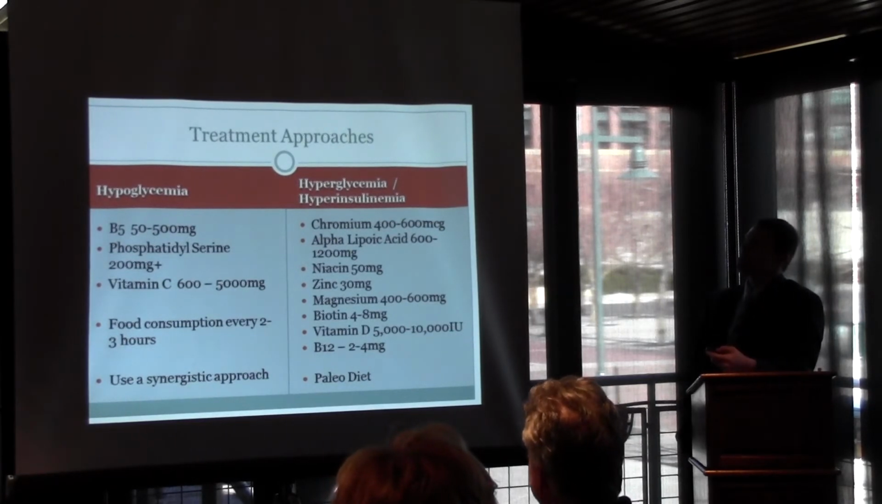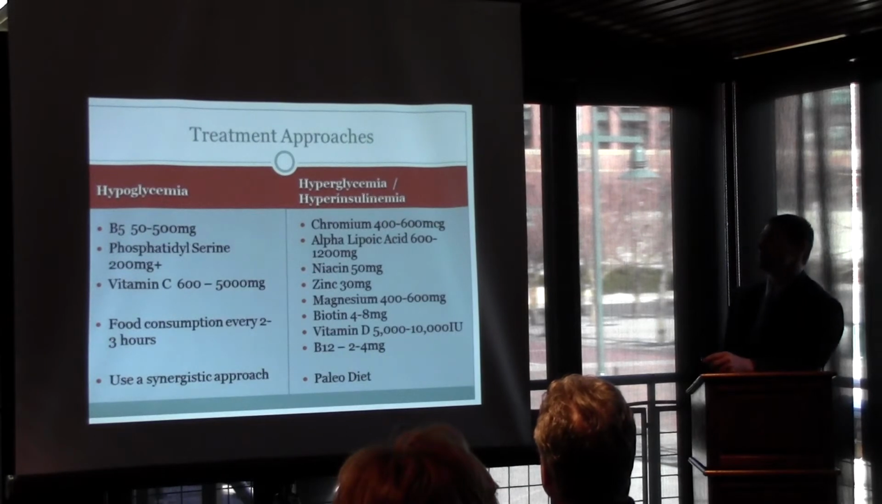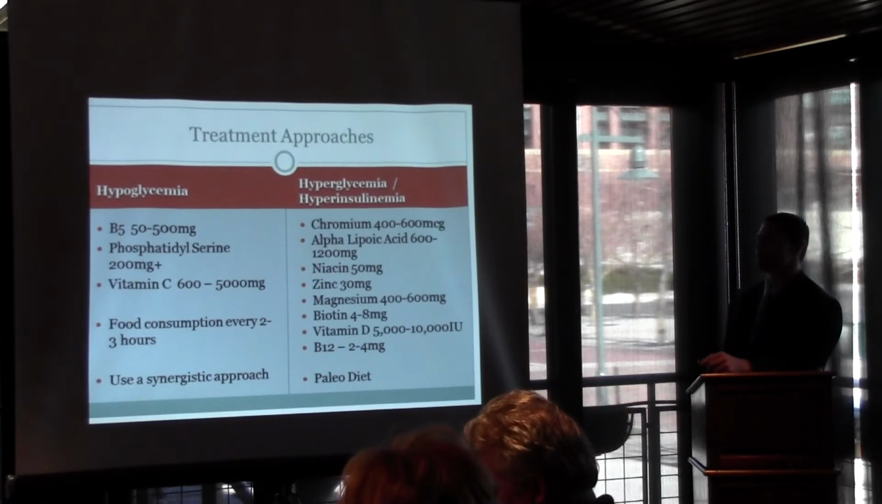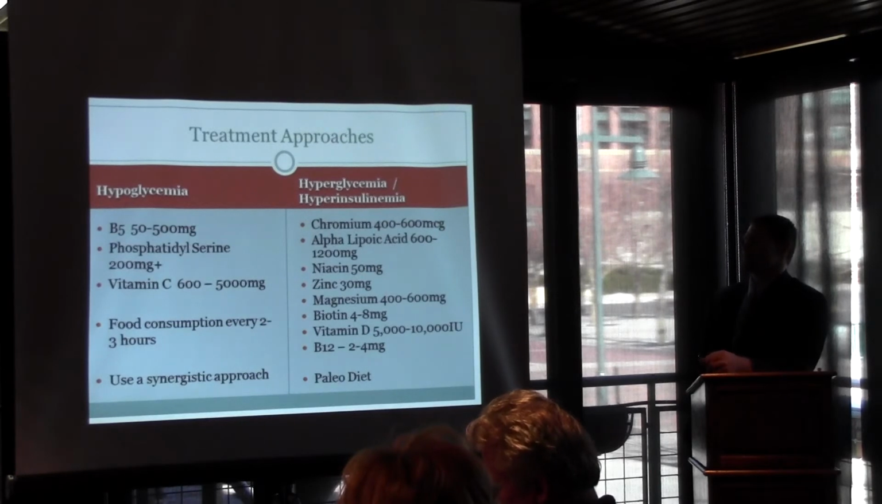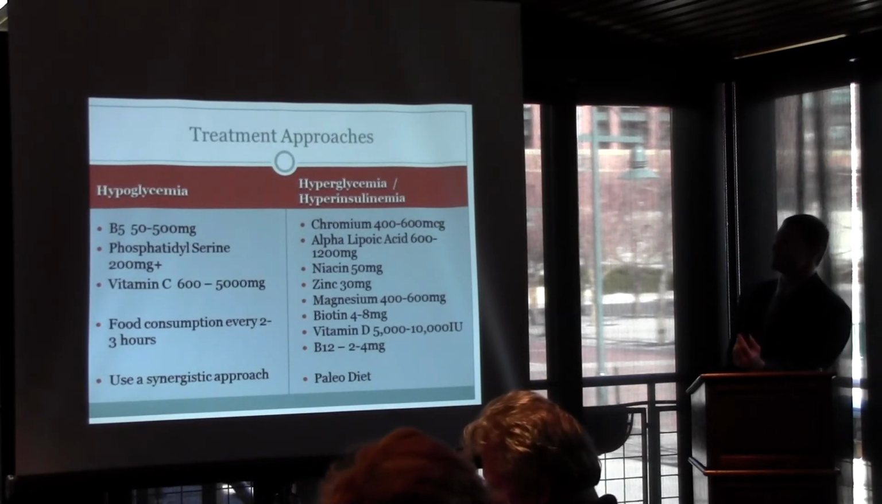On the hyperglycemia side, your chromium, 400 to 600 micrograms there. Lipoic acid, 600 to 1200. If you're really trying to be therapeutic with this, if you got something like a diabetic neuropathy, I would certainly recommend erring on the high side with this. Maybe even nudge it up even a little bit more there. Niacin, 50 milligrams. And you've got your different forms of niacin here. Zinc, 30 milligrams.